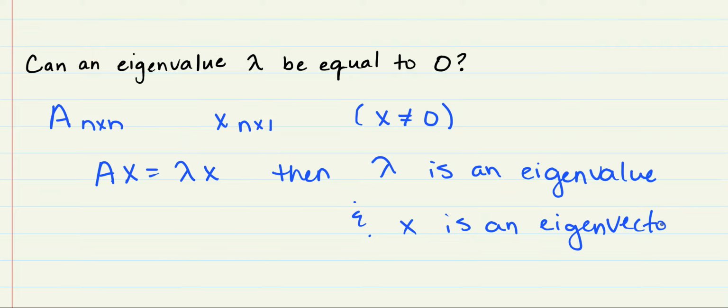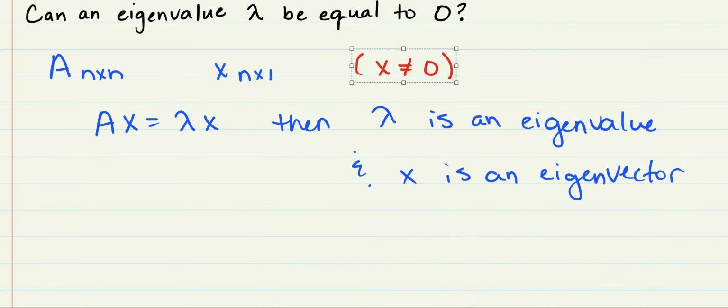Now here I never said that lambda couldn't be 0. I just said that x cannot be 0. Okay, so the 0 vector is never an eigenvector. However, it's possible for lambda to be equal to 0. I'll show you an example of that in just a second. So the answer is yes.